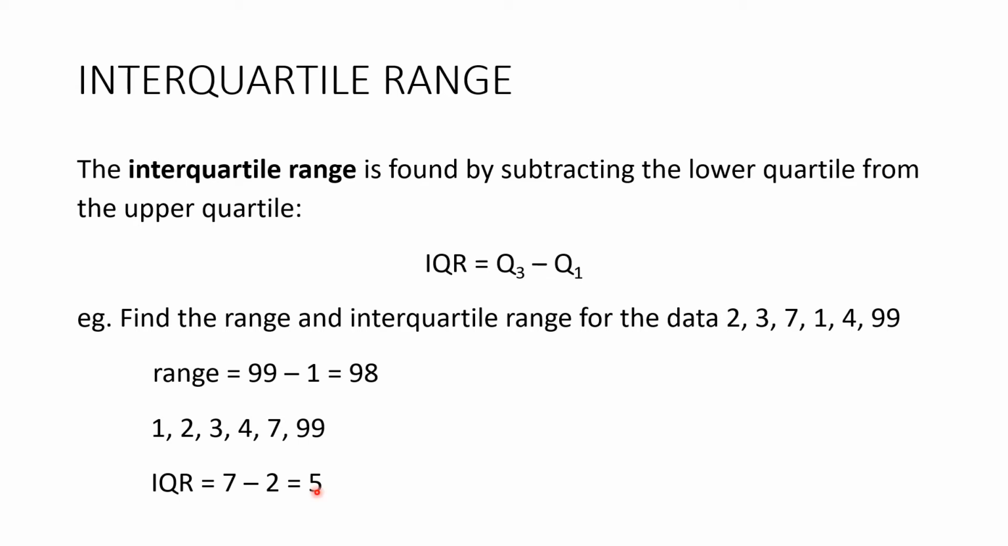Now do you notice something? Look at the difference in these numbers. The range, just like the mean, is really influenced by outliers, and that 99 is definitely an outlier. So one way to avoid that is to use the interquartile range.